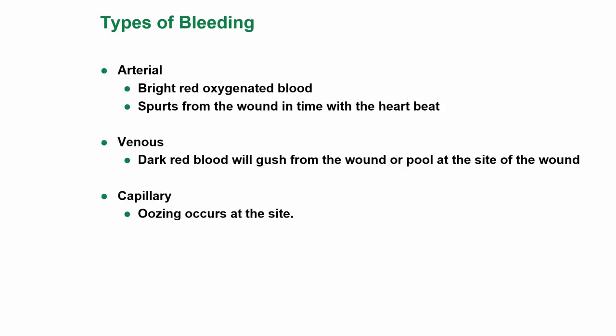Types of bleeding, you've got arterial bleeding, where bright red oxygenated blood spurts from the wound in time of the heartbeat. This is the most serious of the bleeding because you can bleed out in quite a short period of time. Then you've got venous bleeding, comes from the veins rather than arteries. This is dark red blood and this will gush from the wound or pool at the site of the wound. And capillary bleeding, oozing occurs at the site.